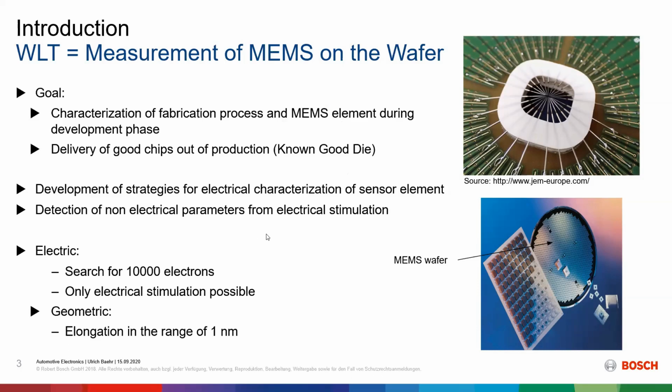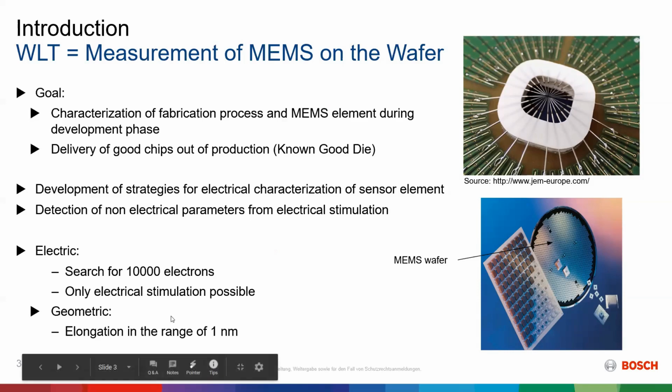The idea is that we use electrical stimulation to detect non-electrical parameters like the sensitivity or the resonance frequency of the proof mass. In general, this means we have to find here something like less than 10,000 electrons somehow, or even detect changes in distance of lower than 1 nanometer. So we have to be very precise in a lot of things. Let's look at the next slide.